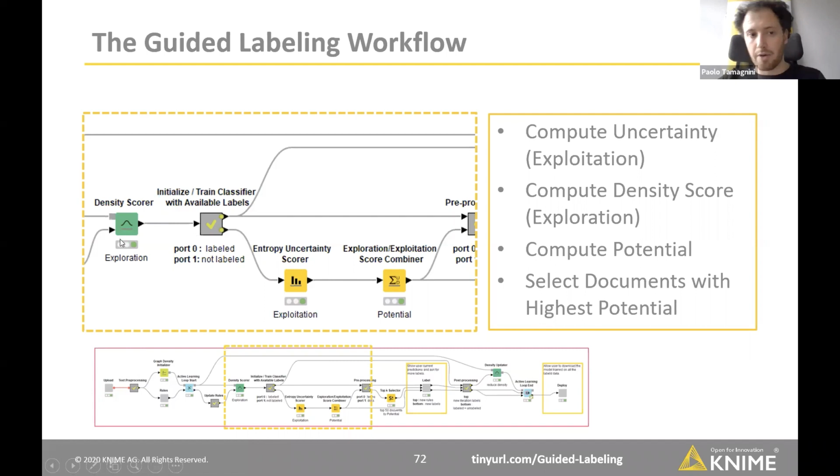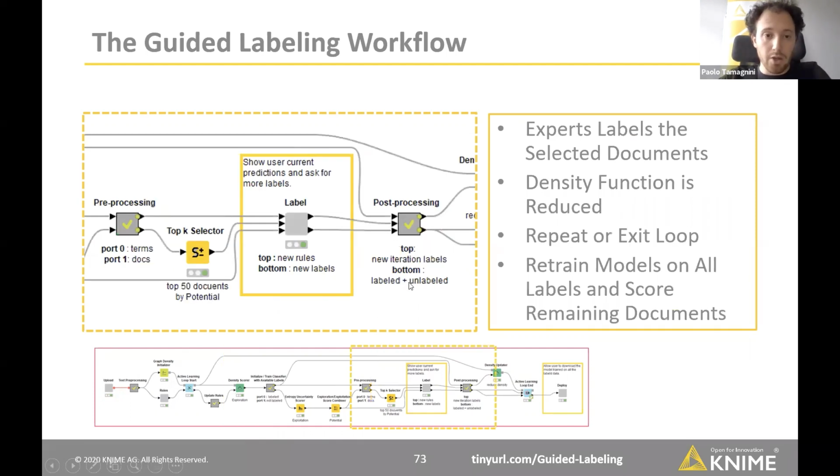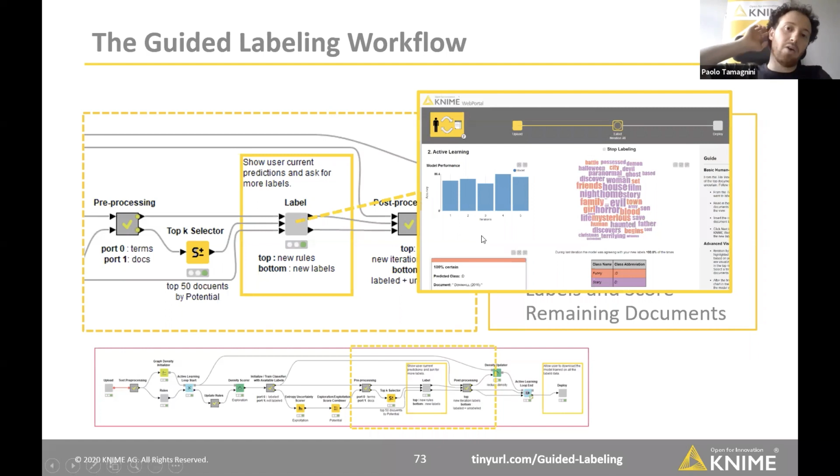We have the density score, because we want to compute the density of all those rows that are still missing the label. Then we have the initialize and train classifier meta node. This I already showed you, where the model is trained. And then we have the entropy score, and we can combine the density and entropy score in the exploitation score combiner. Finally, we take this score to select with the top case selector what should be labeled next. And then we have this view with the tag cloud and so forth, which is repeated at each iteration, where the user can provide more labels.